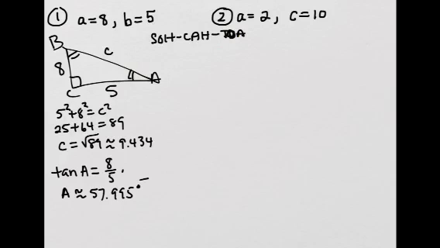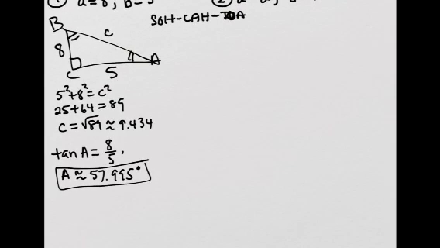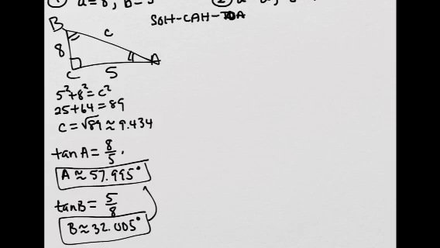degrees. Now rather than find the complement of A, I recommend that you use a trig function to find angle B. So tangent of B is 5 over 8. So same thing, inverse tangent of 5 divided by 8, use parentheses for 5/8, and you get B approximately equal to 32.005. And when you check these values, you will see that they are complements of each other.